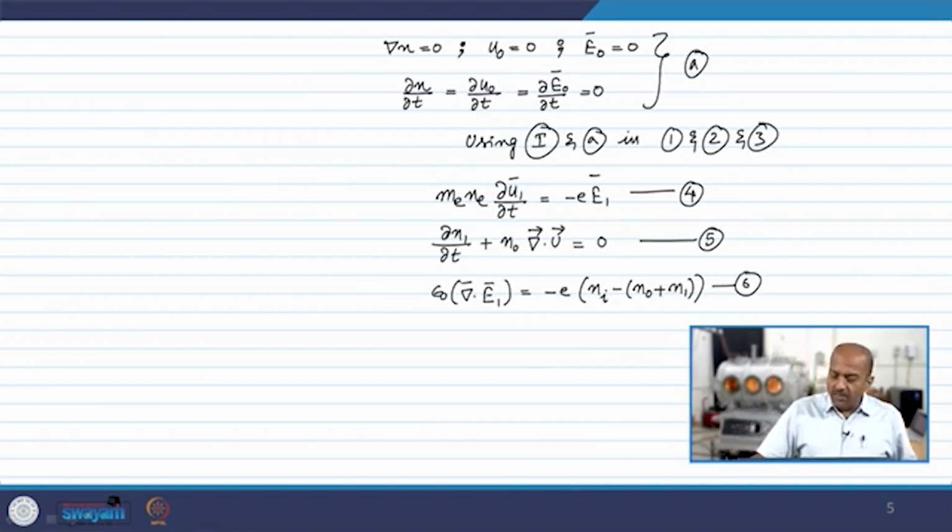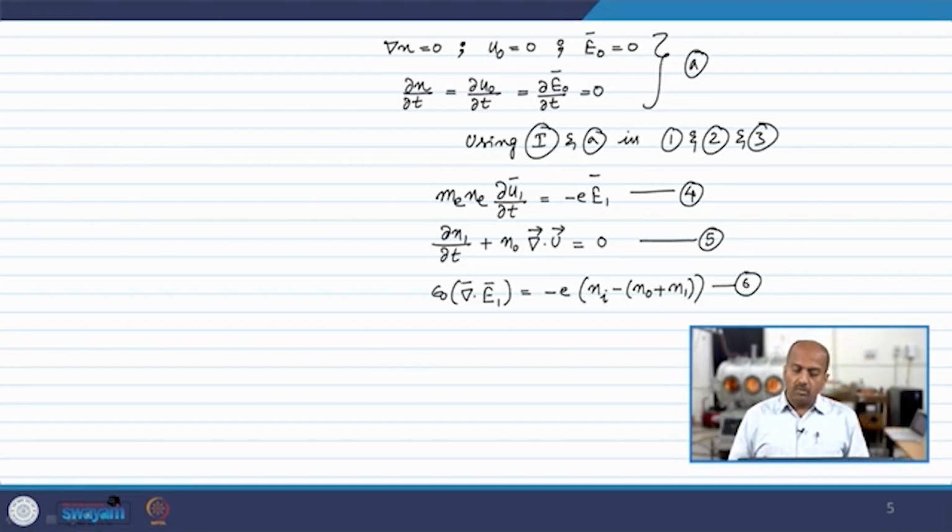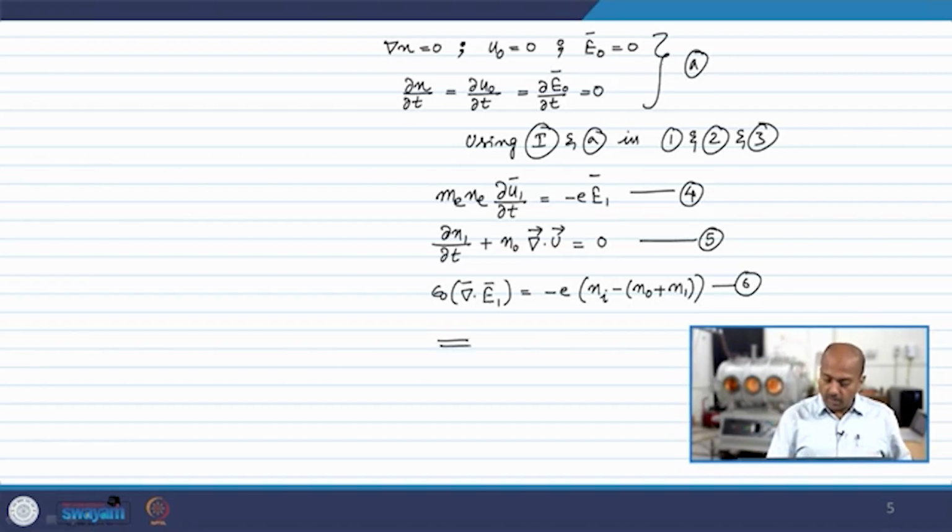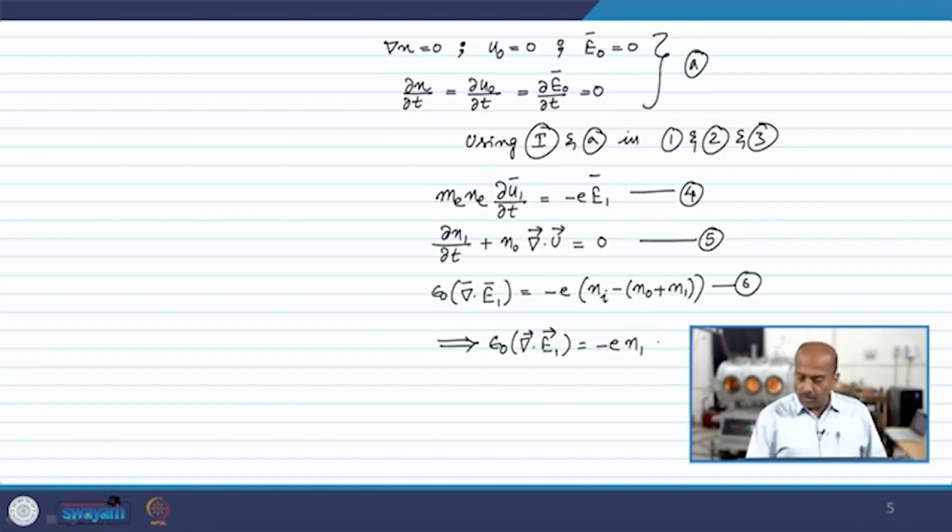So, at equilibrium condition, before the disturbance has actually taken place, the number of ions will always be equal to the number of electrons, which is nothing but the unperturbed electron density. Which means the number of ions will always be equal to the number of electrons before the perturbation within the small region. So, we can write N naught equal to N i, because epsilon naught times del dot E1 is equal to minus e n1. So, we call this equation number 6.